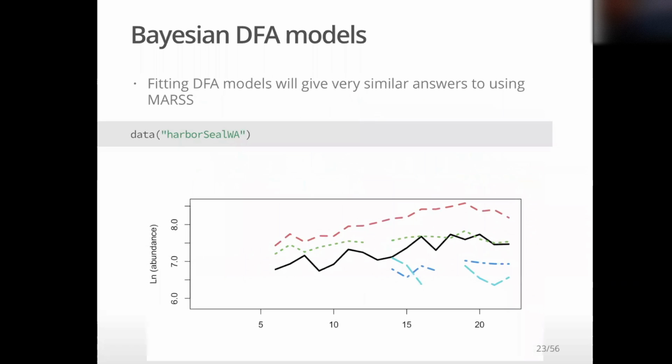Okay, to illustrate an example of what this actually looks like, if we take one of the data sets we've been working with in this class, like the Harbor Seal data from Washington, it's kind of messy. Overall, the population trend is mostly increasing, except for a few of these really patchy populations.